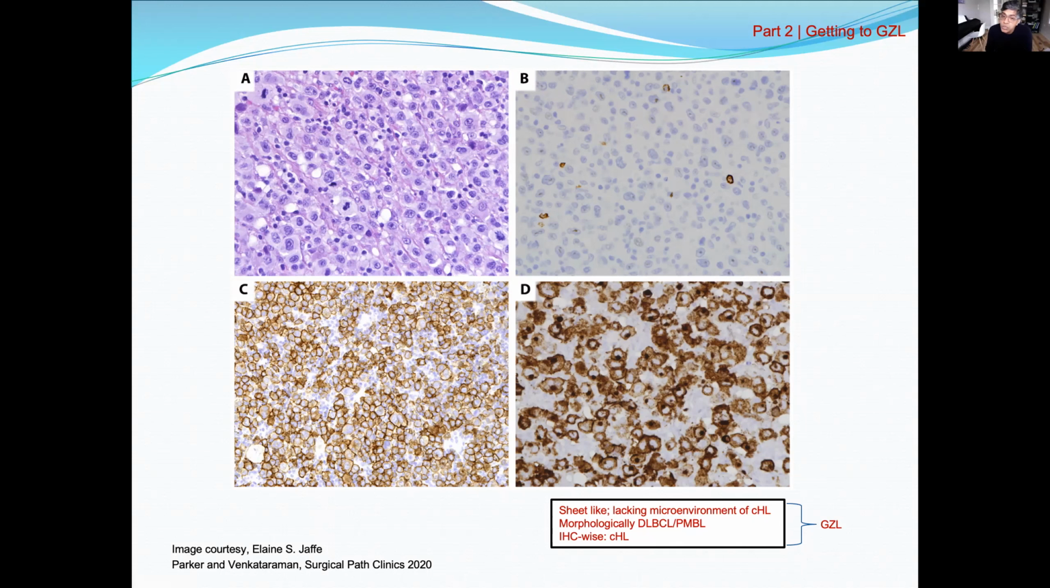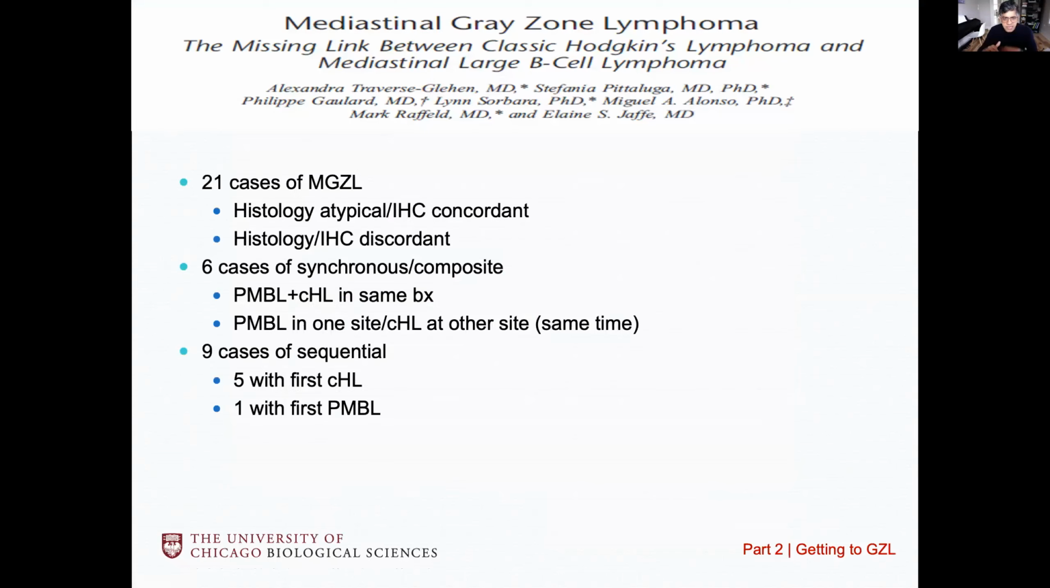Not all gray zones will be positive for CD20. So a study was done. This is one of the index studies that came out of NIH, by Dr. Jaffe's group, where they described these gray zone lymphoma cases, how they present. And so they found 21 cases where you had histology that was atypical, either for Hodgkin or large cell, and the IHC was concordant, or both the histology and IHC were discordant.